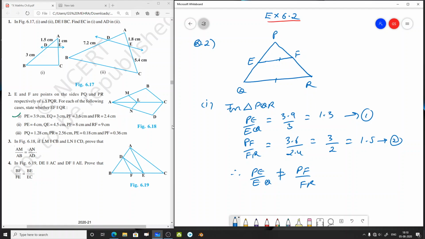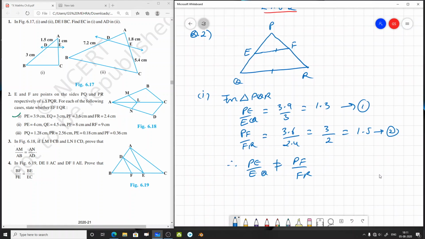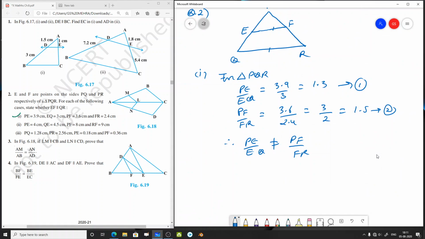That means this line is not dividing these two parts, that is PE and EQ, and PF and FR, in the same ratio. Therefore, we can say that the converse of BPT will not be applicable here, and so EF will be not parallel to QR. Therefore, EF is not parallel to, this is the symbol for parallel, just cancel it out. So EF is not parallel to QR.